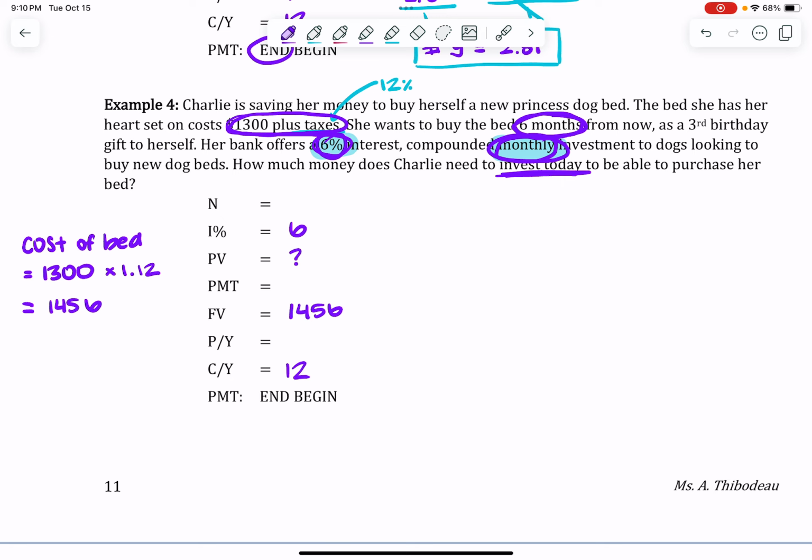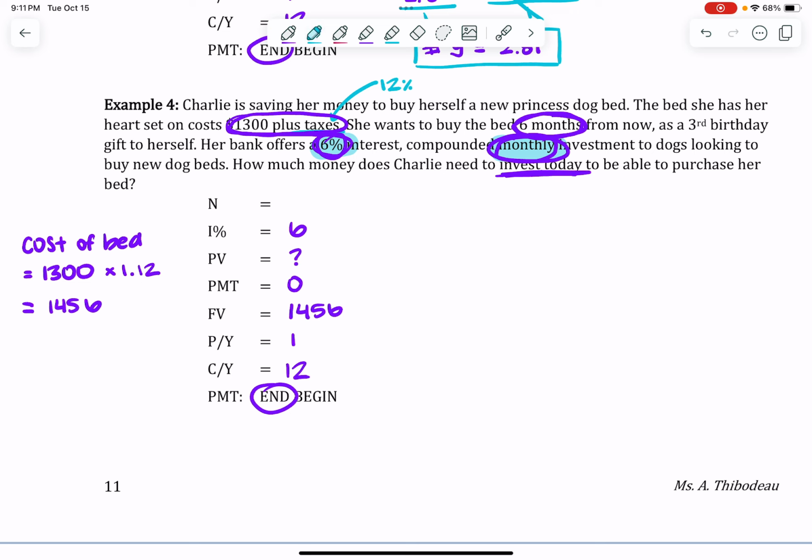Now, Charlie is not making any additional investments, right? She is not making any repeated deposits. So our PMT is 0, our PY by default is 1, and our payment timing is end again or beginning, but end is kind of the default unless it states otherwise.